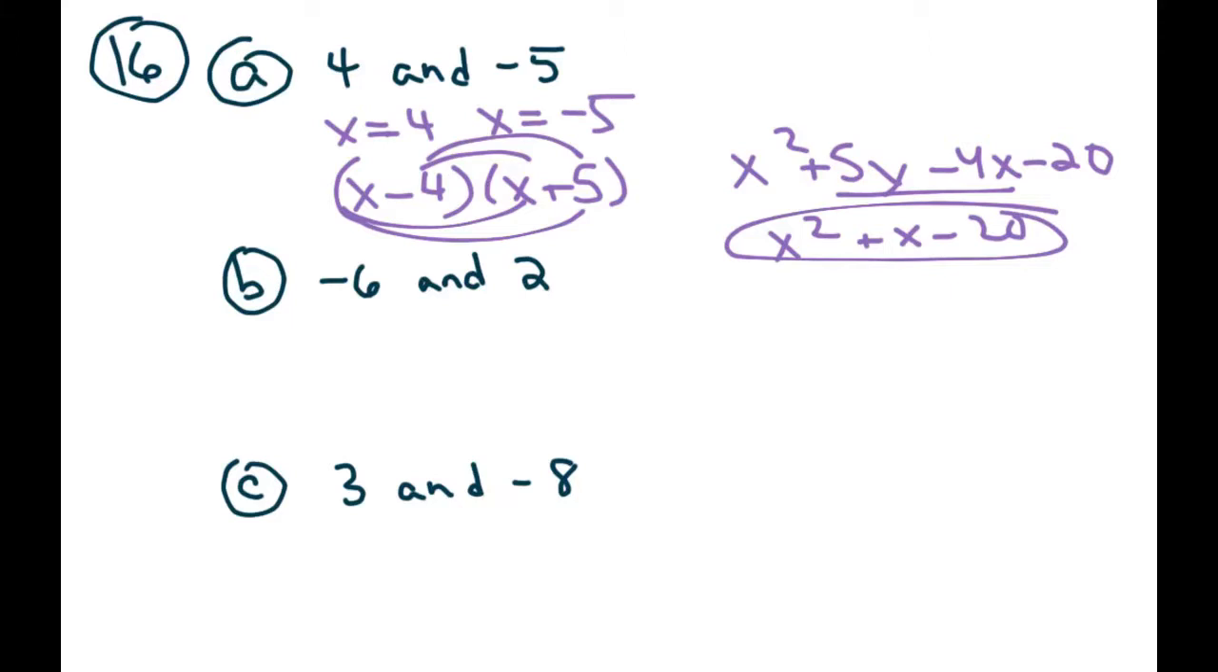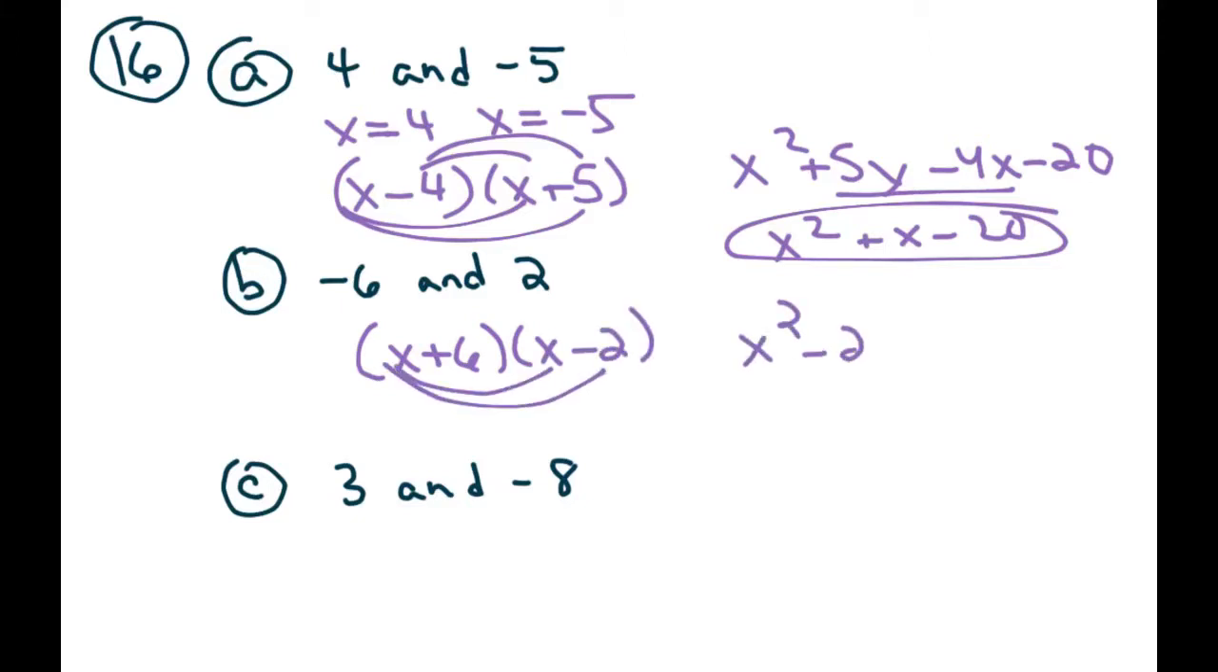The second one, I'm going to skip a step. The factored form is (x plus 6)(x minus 2). x squared minus 2x, 6x minus 12. The middle terms are like terms, and I'm left with x squared plus 4x minus 12.